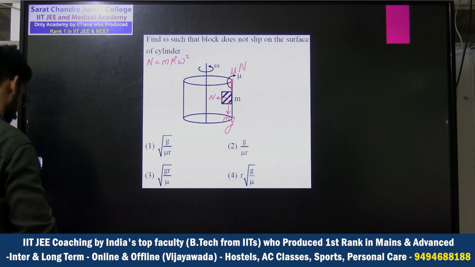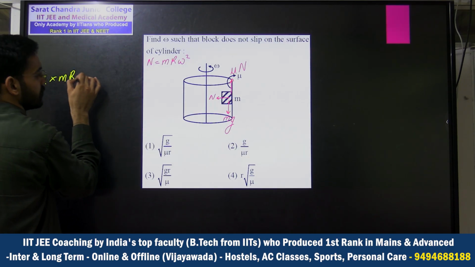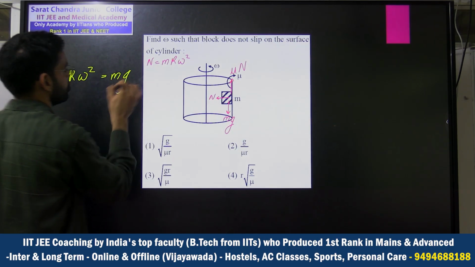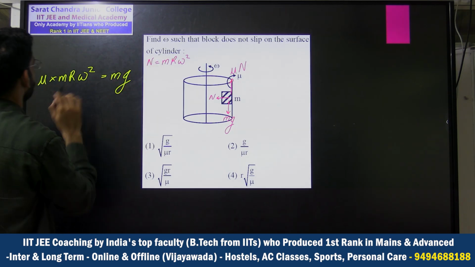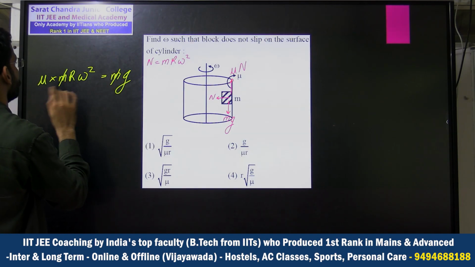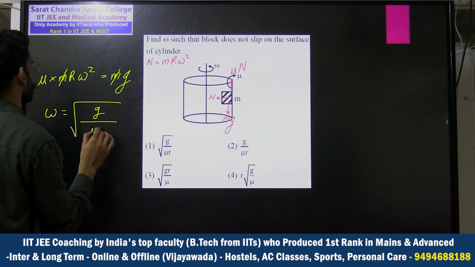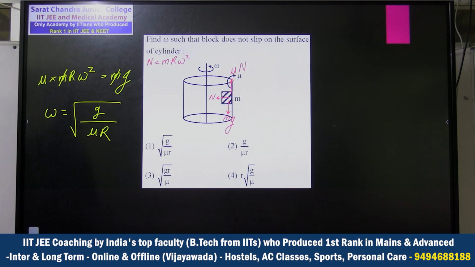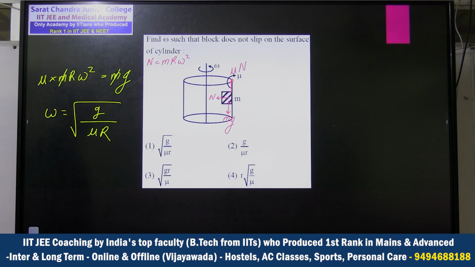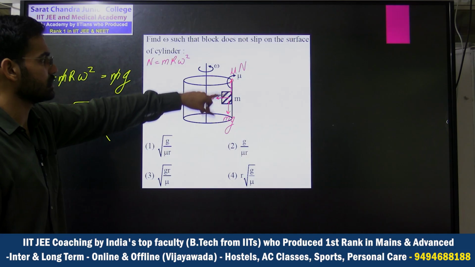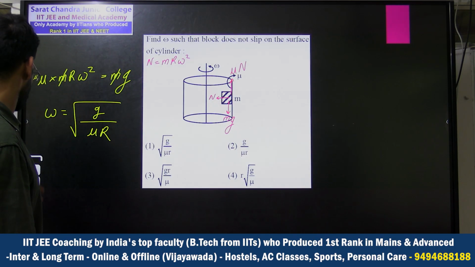So you can say mu into m r omega square is equivalent to mg. Here omega is asked, so m cancels out, and dividing by mu r, omega is equal to under root of g by mu r. Whatever is asked, mu or r, this is the solution. Got it? But here the edge condition is that the static friction has reached the maximum value. That's it.